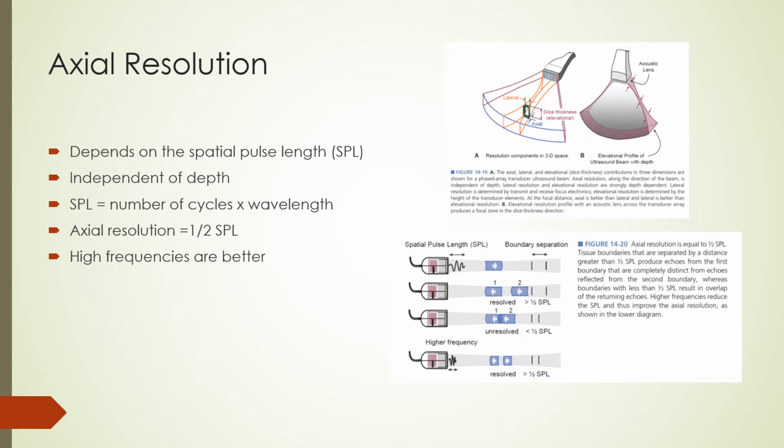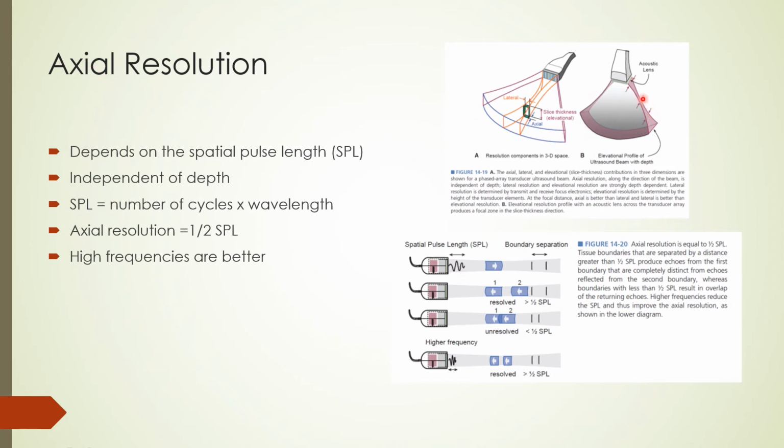So on this slide, if you look at the image up here, lateral resolution is shown as the resolution in this direction of the beam. Axial resolution is along this direction of the beam, and elevational resolution, which we shall talk about later, is along this face of the beam. So it's along the thickness face of the beam. So this portion of the beam is your elevational resolution.